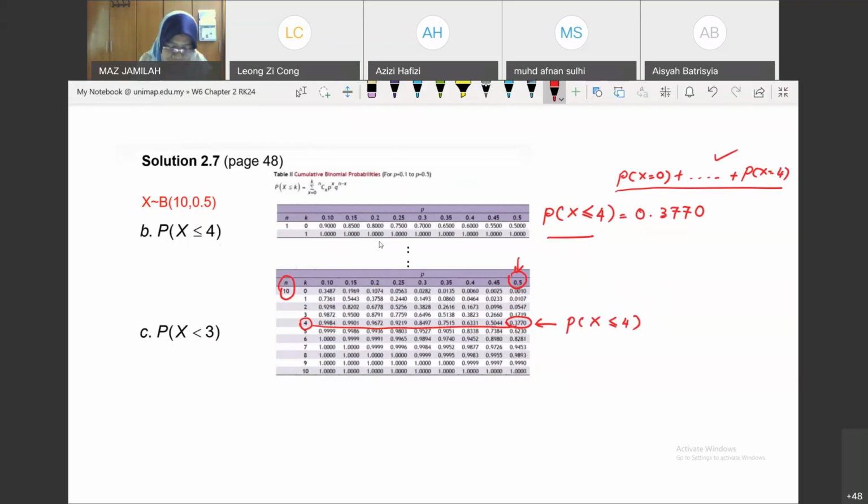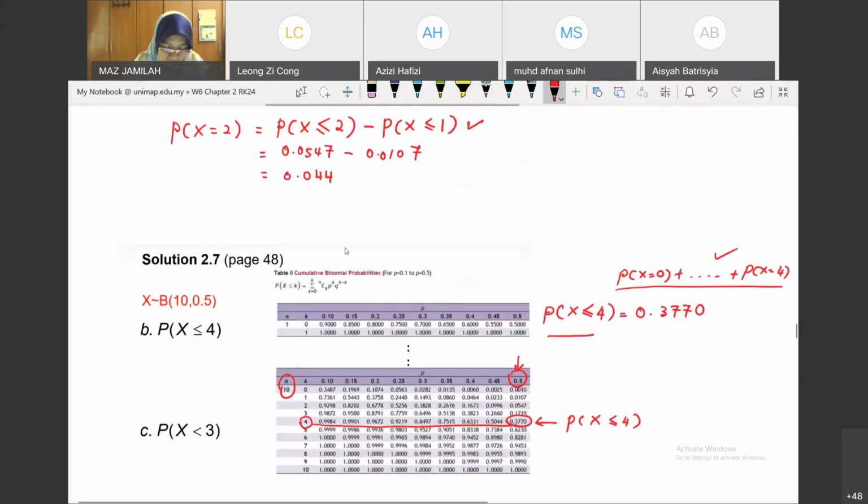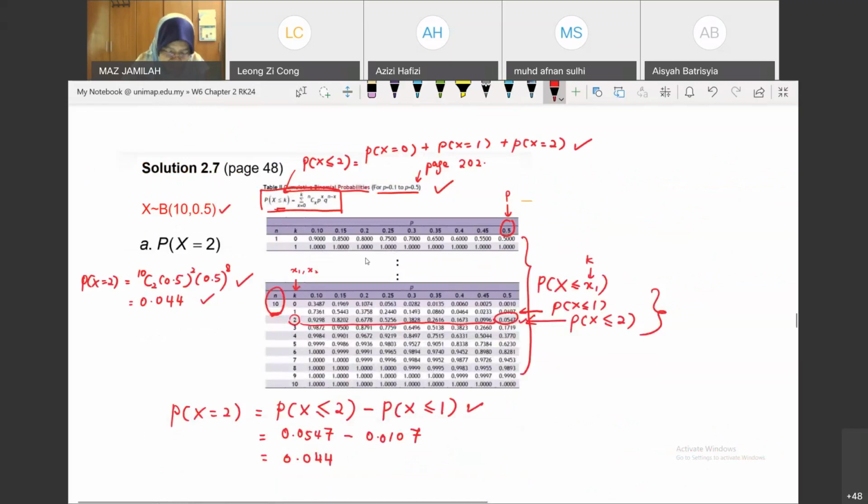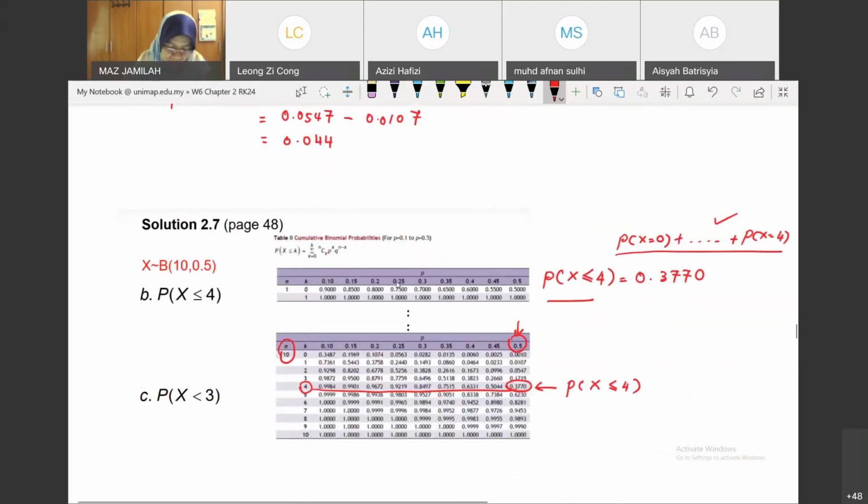So if that is directly x less than or equal to 4. Just now it was exactly 2. That's why we deduct P(X ≤ 1) from P(X ≤ 2), because we want to find only at 2. Now, less than or equal to 4 means that I'm looking for all of these. That's why we directly use the given value in the table as the answer.